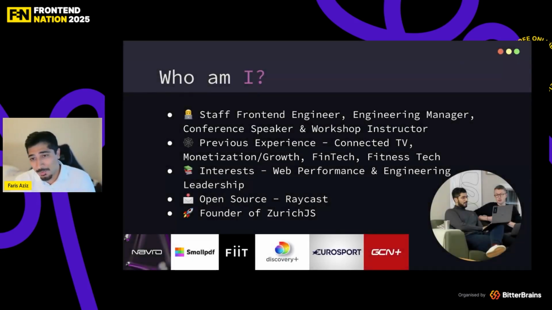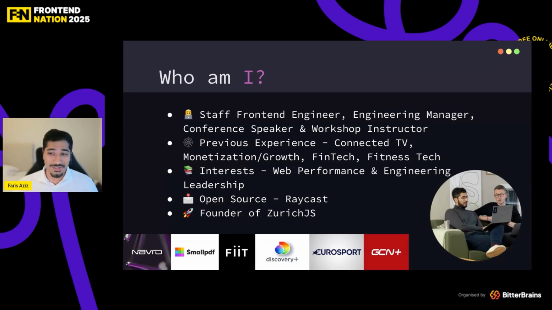But before we do that, a little bit more about myself. I'm currently a staff front-end engineer at a company called Smallpdf, where we've got a couple tens of millions of users using a bunch of our tools around PDF management, anything from converting PDFs to merging them, or pretty much anything you want to do with a PDF on the internet. I was also previously an engineering manager at a fintech called Navro, and I travel around to conferences speaking, and I give some workshops on React performance and so on. My previous experience very much is in the fintech world, connected TV world, and also growth and monetization teams along with fitness tech. Actually, before doing software engineering, I used to be a CrossFit instructor. So fitness tech is something I hold quite close to heart.